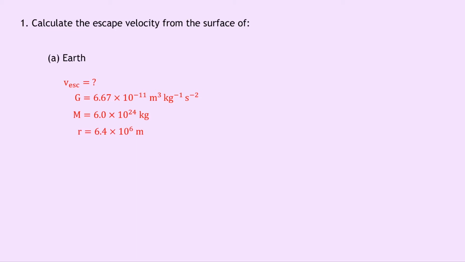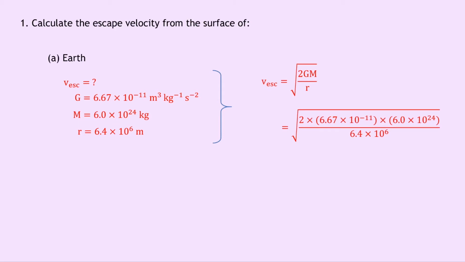So writing down our equation for escape velocity, we have v escape equals the square root of 2gm over r. Putting in our numbers now, we get the square root of 2 times 6.67 times 10 to the minus 11 times 6.0 times 10 to the 24 divided by 6.4 times 10 to the 6. If you put all that into your calculator with the square root, it will give you an answer of 1.12 times 10 to the 4 meters per second. Or another way of saying this is about 11.2 kilometers per second, which we saw in the theory video.